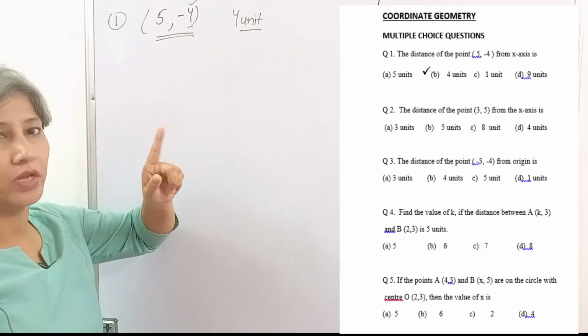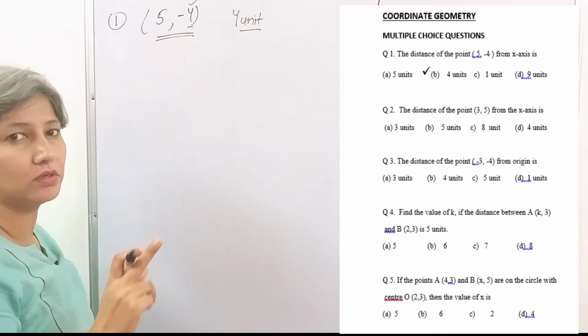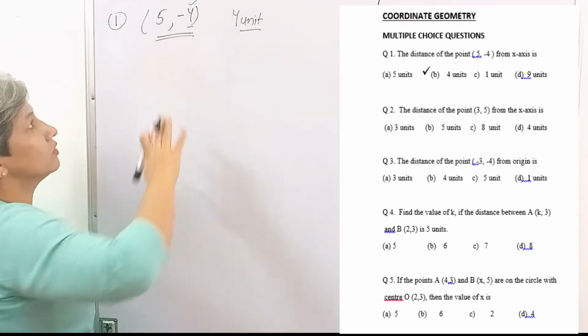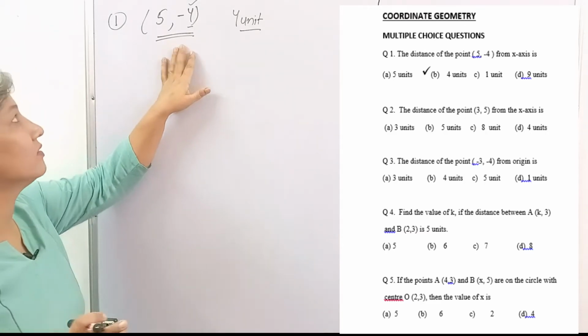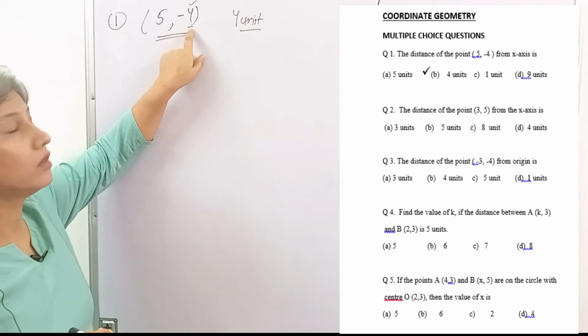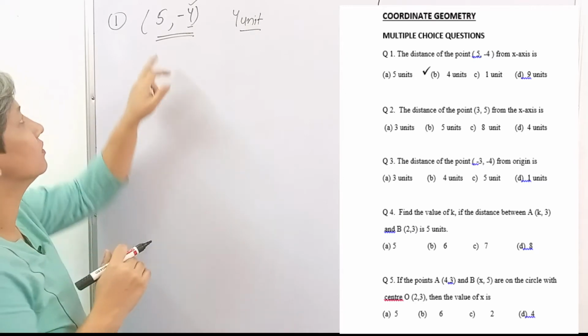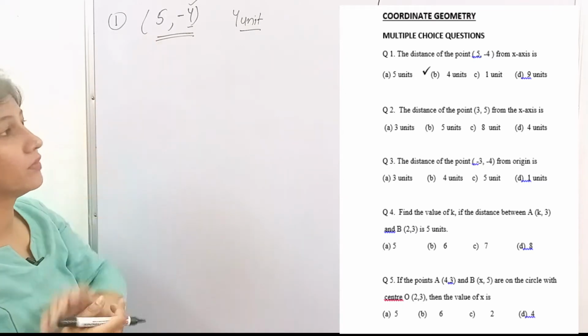Why so? We have done it in the concept. If you missed it, you can refer to the beginning of this video. I just told you the distance of any point from its x-axis is its y coordinate, and its distance from its y-axis is its x coordinate, right?